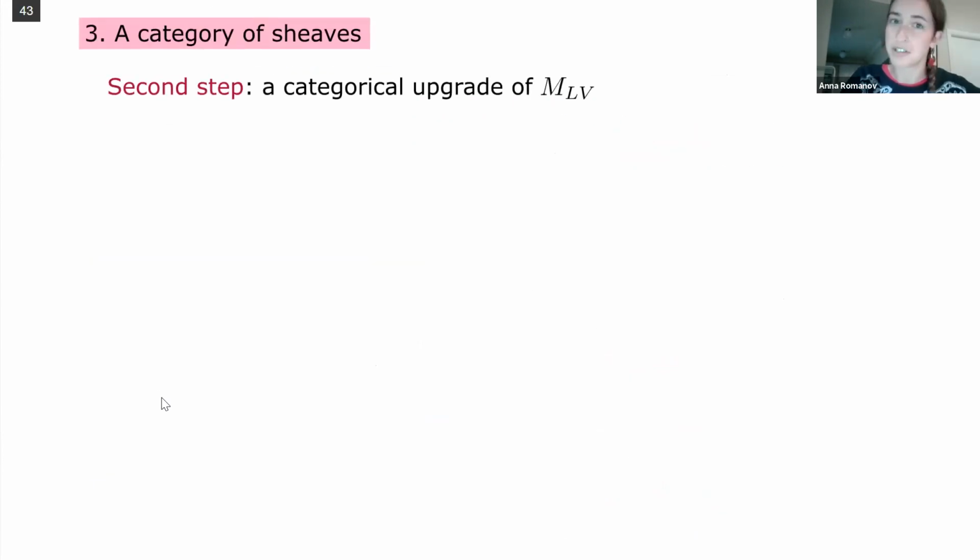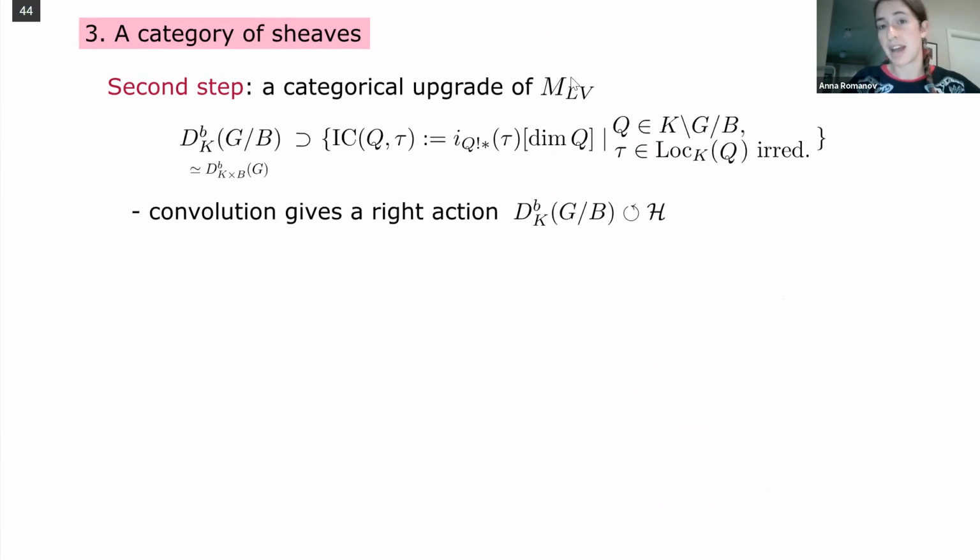And so that's our first ingredient that we need. And we can play the same sort of game for the Lusztig-Vogan module. So remember, for us right now, the Lusztig-Vogan module is a Z[v, v^-1]-module that's parameterized by some set. But we can find a categorification of this as follows.